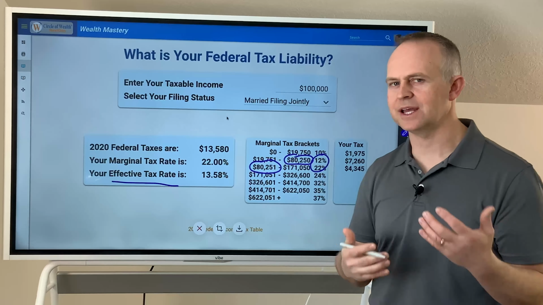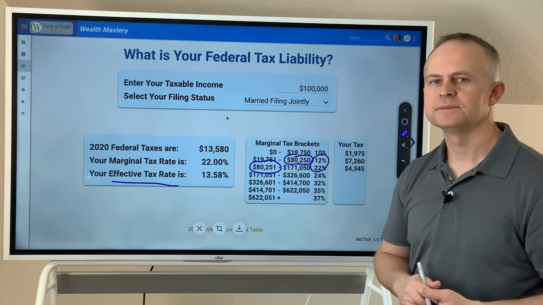So for you to be able to calculate your effective tax rate, this is a cool tool that you could use for that.